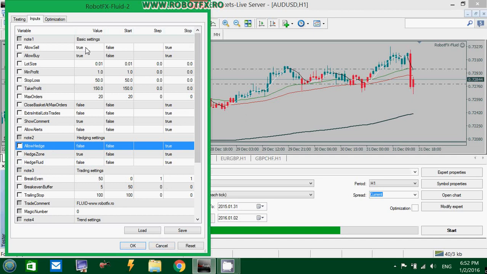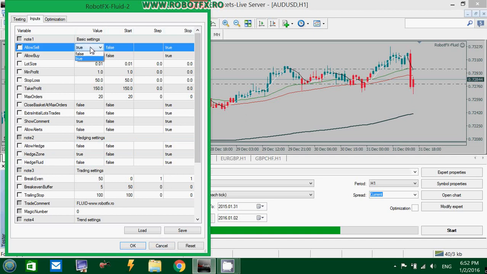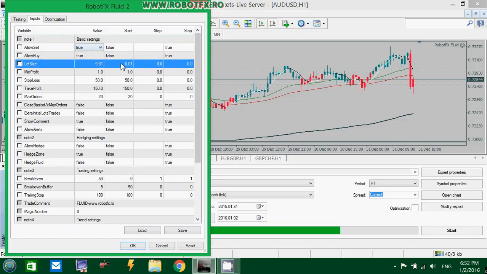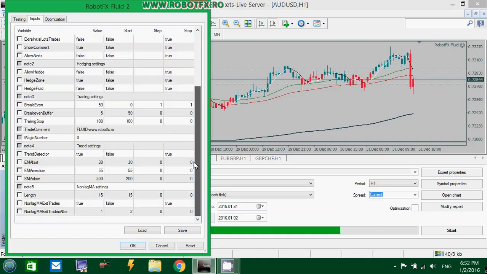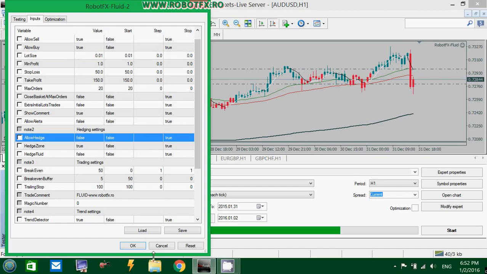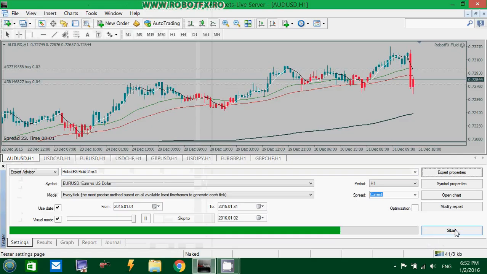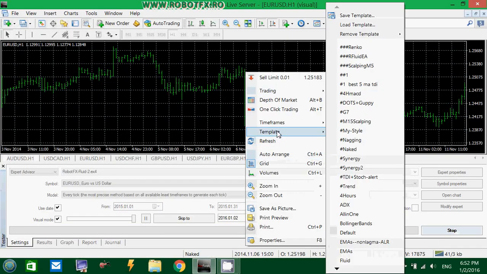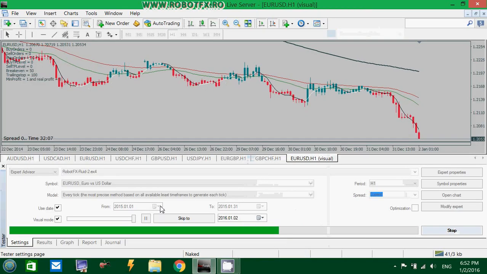And don't forget to allow sell and allow buy, which by default are set to false, just to allow you more time to check the settings before you start using this Expert Advisor. So, to use the classic stop loss, set allow hedge to false and start it. I will use, by the way, let me load my template.